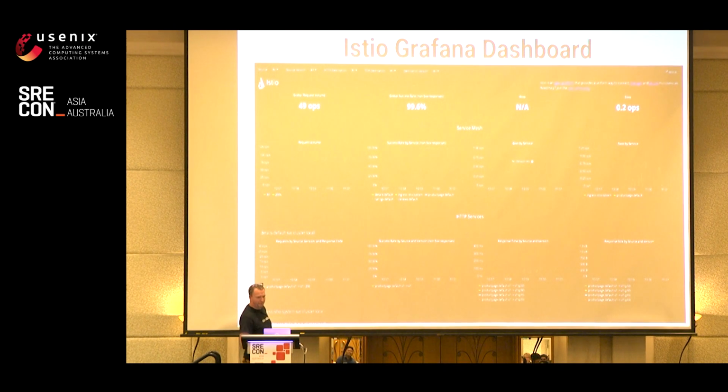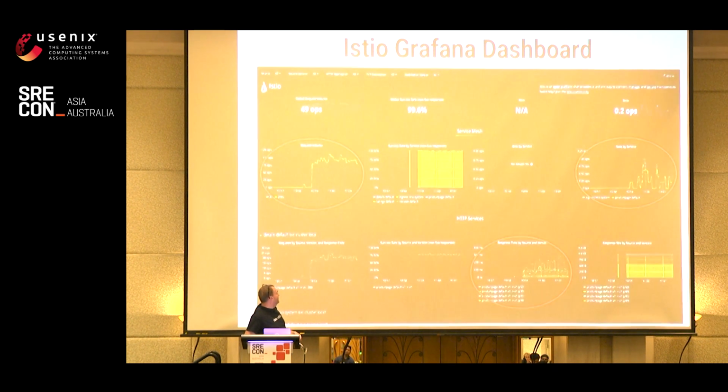That did not turn out well. Let's see. Okay, this VGA adapter is biting me right now. But there's essentially a number of panels here which show different metrics. Let me skip to the next slide. That's a little bit better.